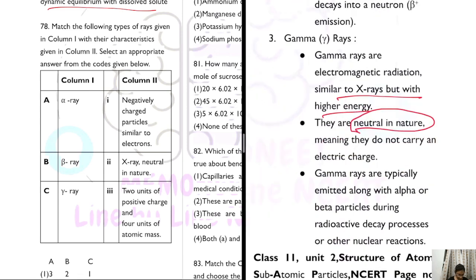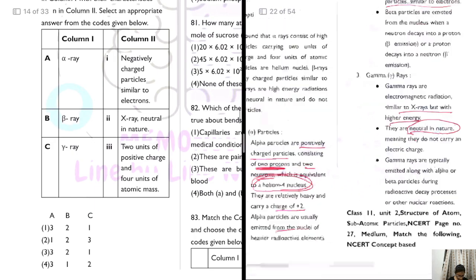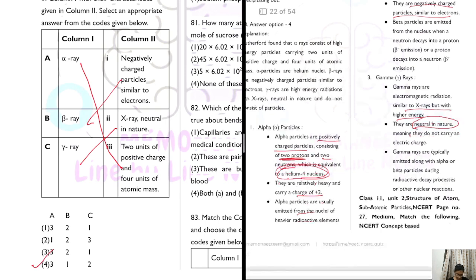So let's see now what the options are. Alpha rays, we know now, have 2 units of positive charge and 4 units of atomic mass. Beta rays are negatively charged, and then gamma rays. So which is the correct answer? A3, B1, and C2. Let's see the next question.